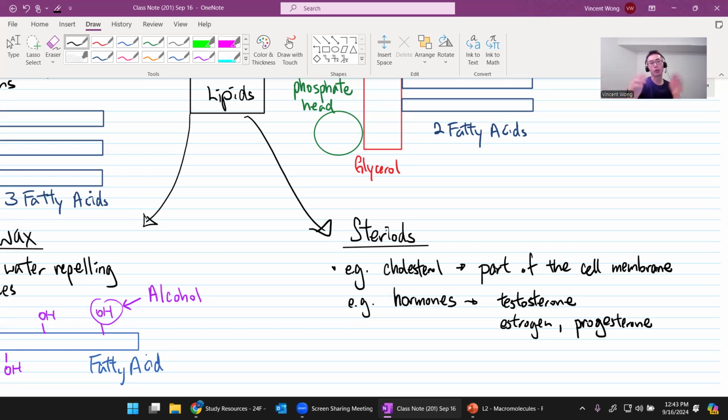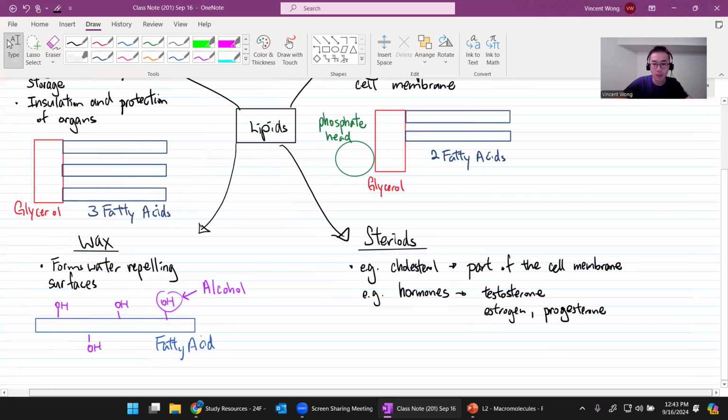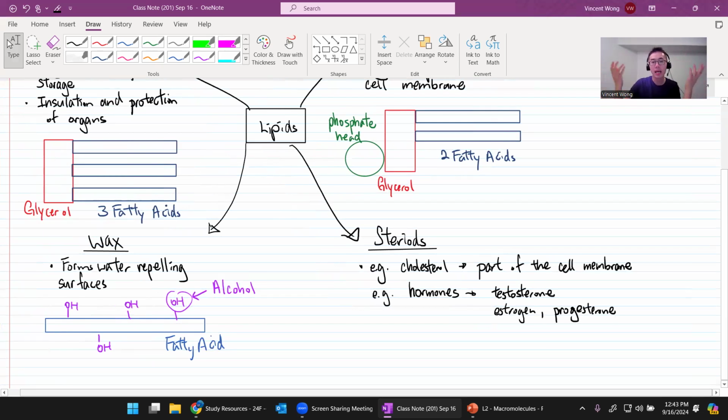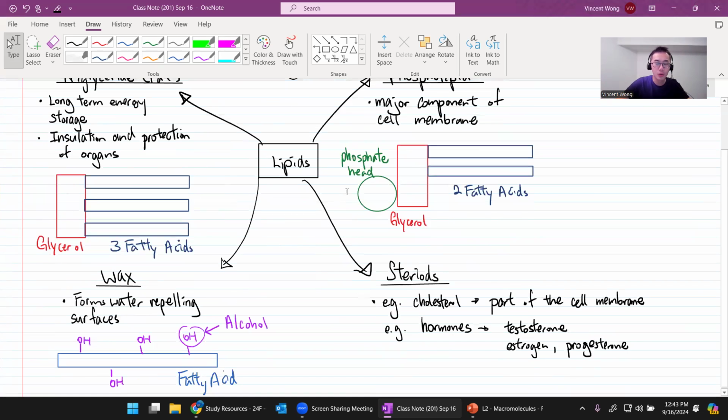You'll learn more about cholesterol and its role in cardiovascular diseases next semester. But for the most part, we need cholesterol. We need some cholesterol in the cell membrane, and we need it to make hormones such as the ones listed here. So that's an overview of lipids. Keep this picture next to you as we go through the PowerPoint slides.